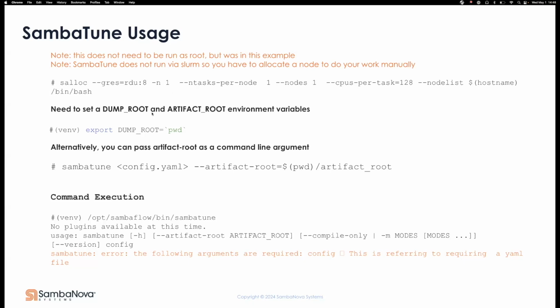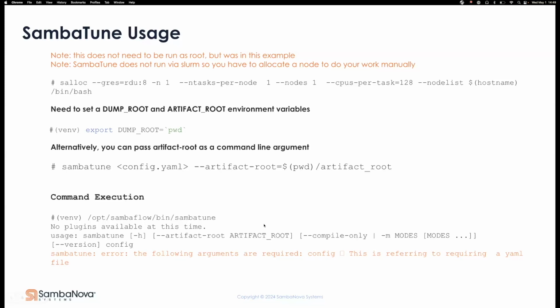All right. Another thing that you need to set is a dump root and an artifact root environment variable. So in this case, I'm just setting dump root to PWD. If you want to do it via artifact root, you can pass artifact root on the command line. All right. So you'll see here that the command is as simple as running SambaTune, which is underneath the opt SambaFlow directory, and then passing it a config.yaml. And we'll go ahead and look at some of those YAML files.